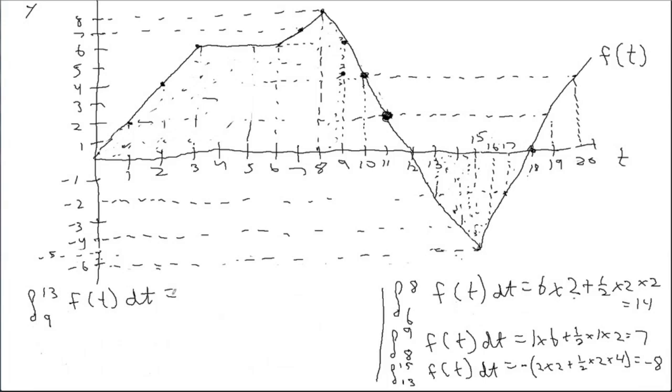Okay, between 9 and 13. Good, yes. Okay, so we have a positive triangle between 9 and 12. And the area is positive between 9 and 12, so that's 1, 2. So 1/2 of 4 times 6. So the area of the triangle is 12 plus.